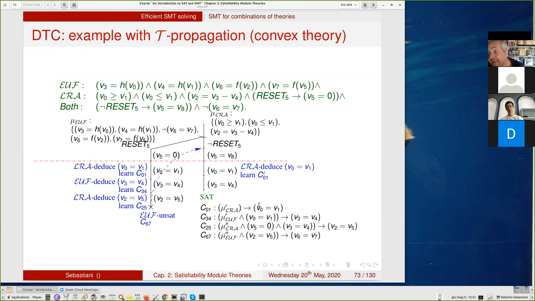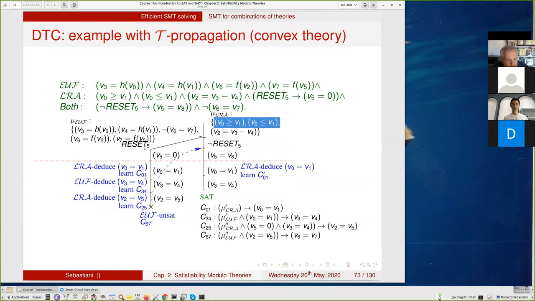So the theory solver had deduction capabilities. As soon as you apply reset and you assign V5, you unit propagate V2 equals V0, then the LRA atom deduces V0 equals V1, as we have seen before, right? Because, well, actually you would deduce it earlier than that, but okay. From this, it deduces V0 equals V1, okay?